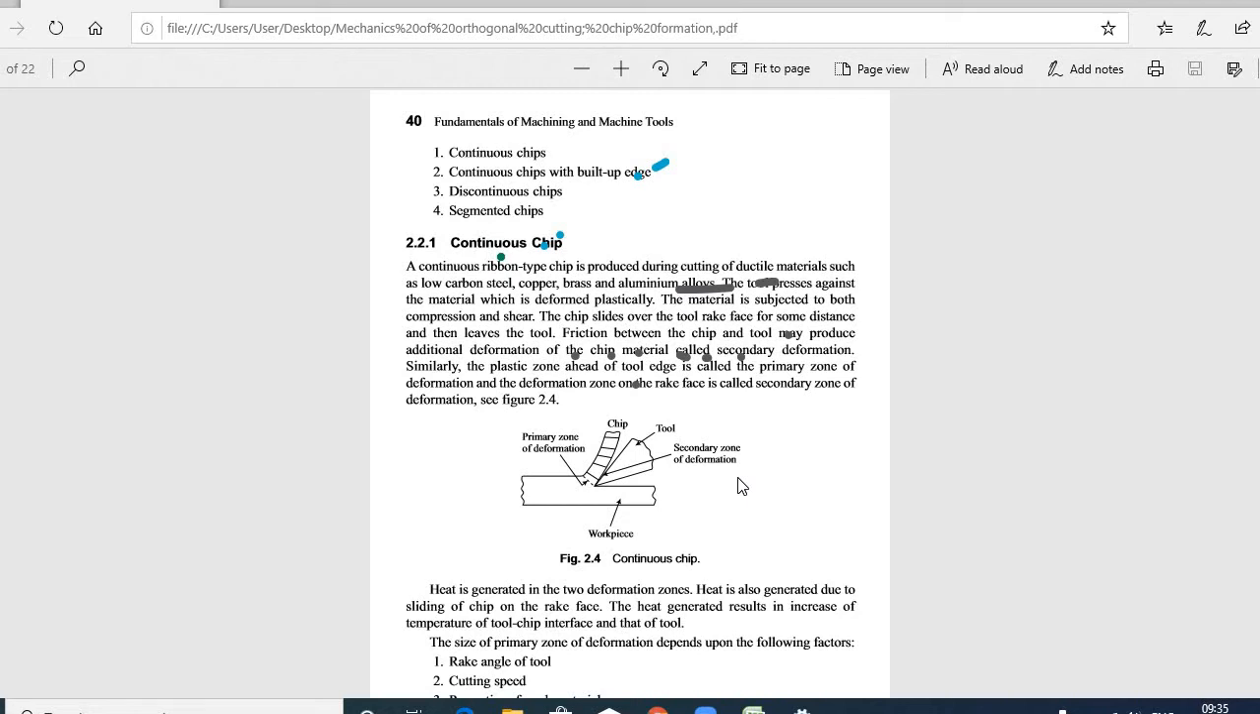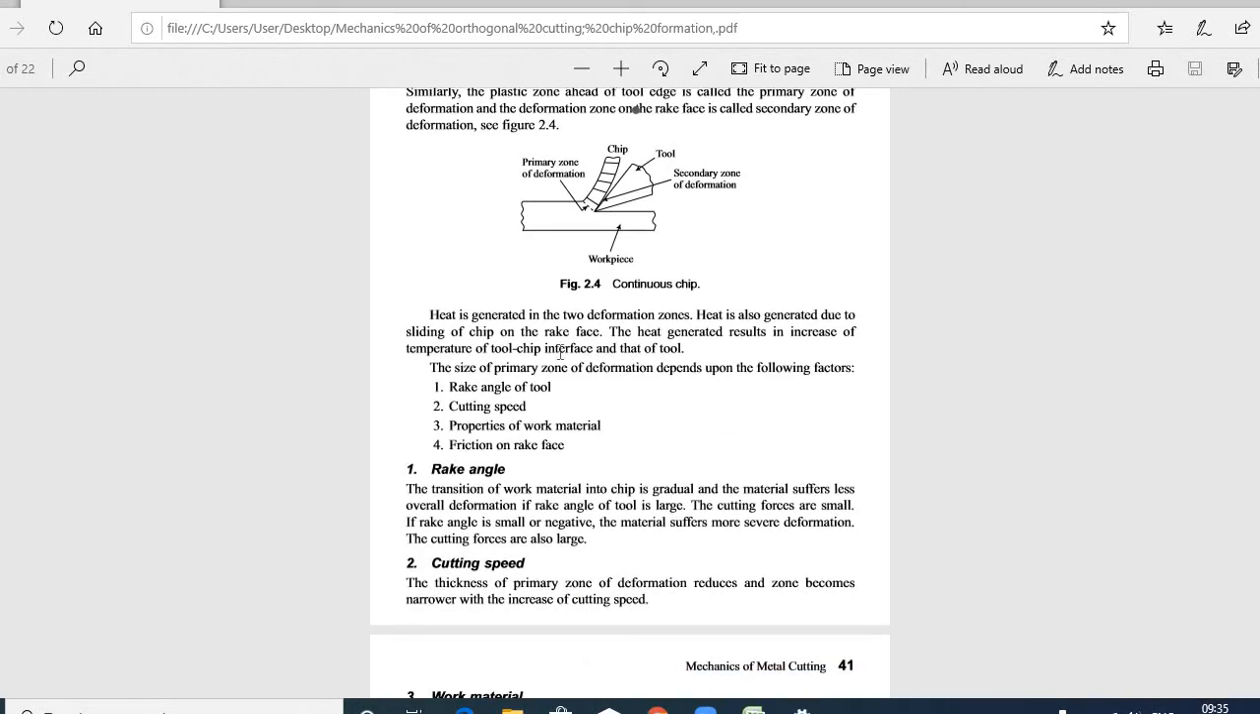Friction between the chip and the tool may produce deformation of the chip material called secondary deformation. In the sketch you all can see the secondary deformation and primary deformation, and you can compare them. Heat is generated in two deformation zones. Heat is also generated due to sliding of chip on the rake face. The heat generated results in the increase of temperature of the tool chip interface and that of the tool.